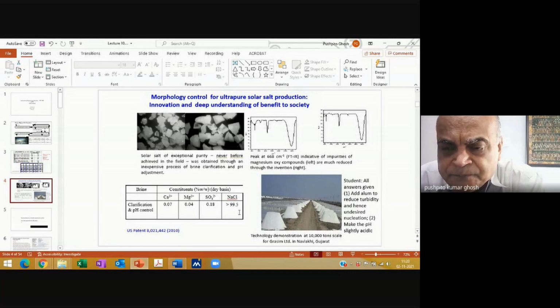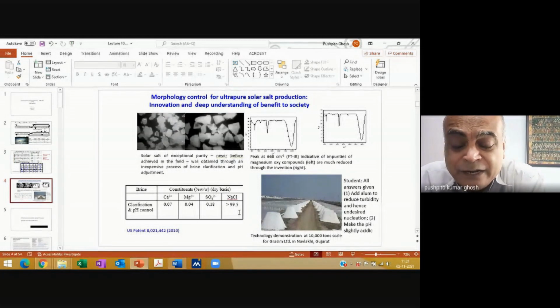That's it. And just to give you an idea, the cost of adding alum was maybe 1 rupee per ton of salt, and the acid maybe added another 2-3 rupees per ton of salt. So per ton, that becomes such a trivial expense, yet you get a huge impact.